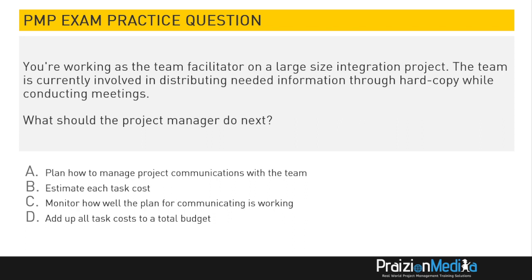So what you should do next is not going to be planning communications all over again, and it's not going to be estimating task costs, because that has nothing to do with this. That stuff has been done in planning. This is executing. You're also not going to be adding up task costs to a total budget. So the best answer is monitor how well the plan for communication is working. That's monitor communication. So if you are in managed communications, the next thing is monitor.